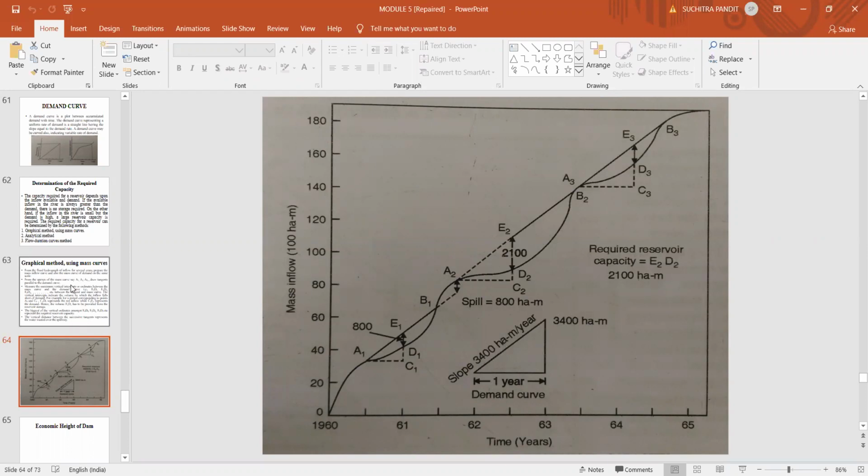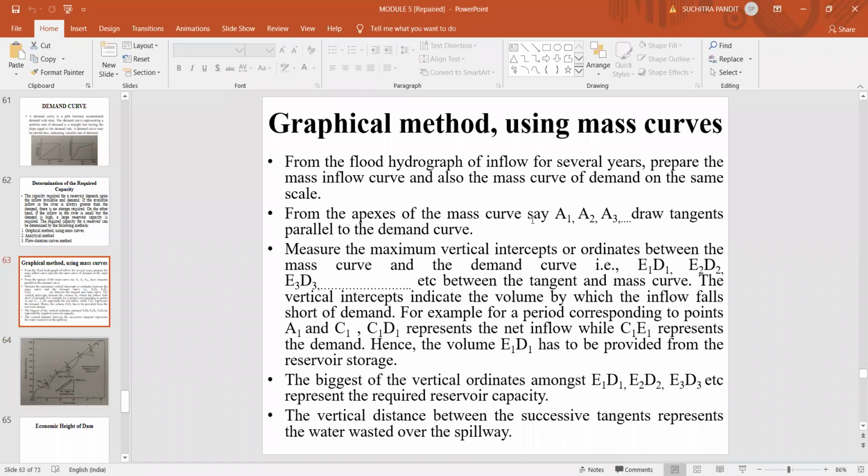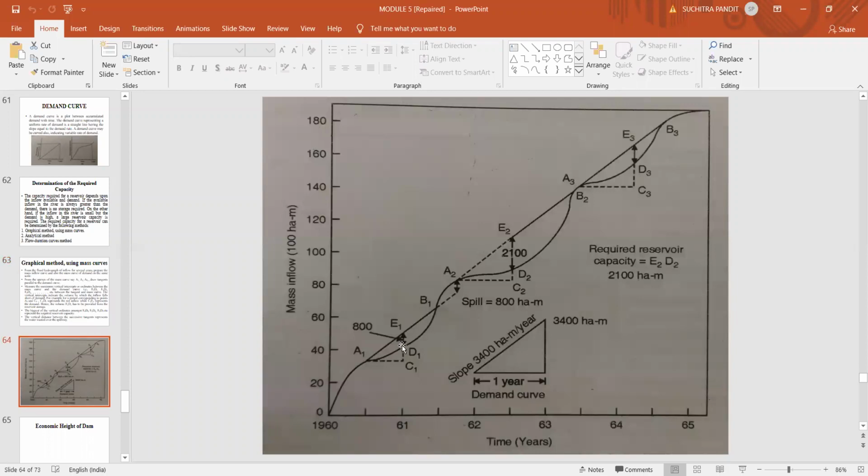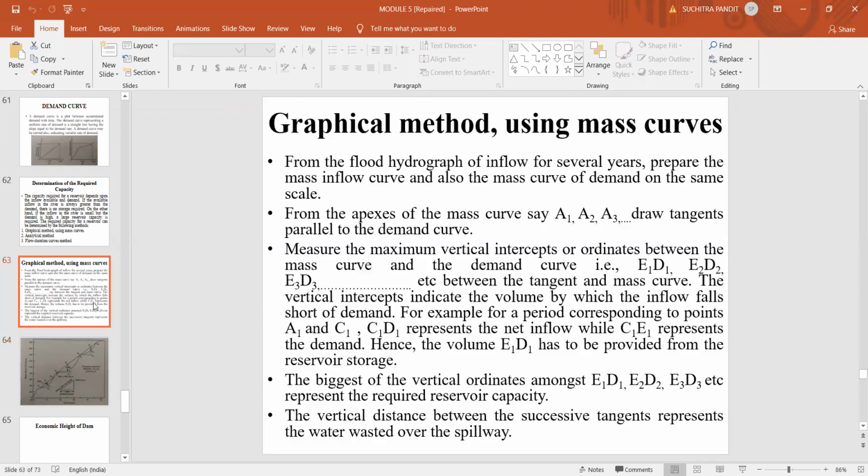Now let us look at the descriptive part. From the apices of the mass curve, say A1, A2, A3, draw tangents or parallel lines to the demand curve. Measure the maximum vertical intercepts or ordinates between the mass curve and the demand curve. That is known as E1, D1, E2, D2, and E3, D3, and so on, between the tangent and the mass curve.